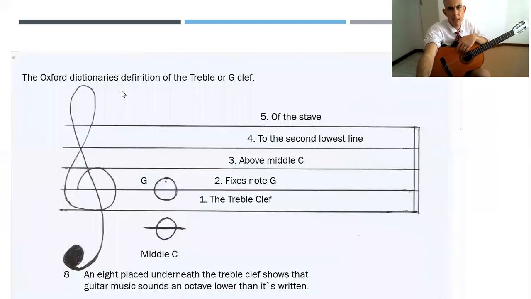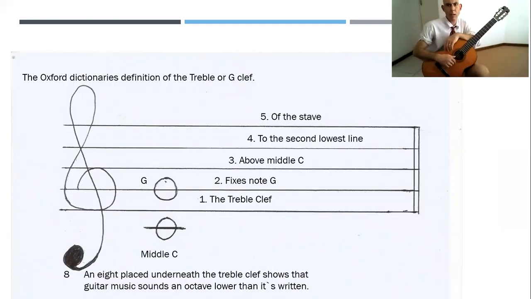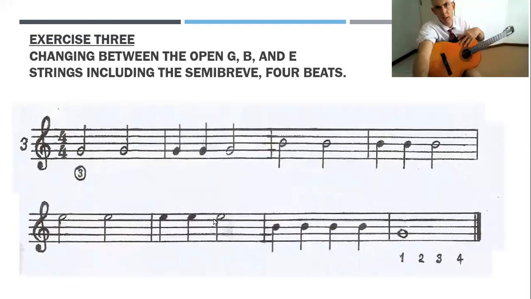the Oxford Dictionary's definition of the treble clef or G clef. These are the 5 main points as I put them on the 5 lines of the treble clef. The treble clef fixes note G above middle C to the second lowest line of the stave. An 8, coincidentally placed underneath this treble clef, shows that the guitar music sounds an octave lower than it's written. So if you played this on the piano, it would be written on the piano and sound the same there, on that note E. Change between the open G, B and E strings, including the semibreve.